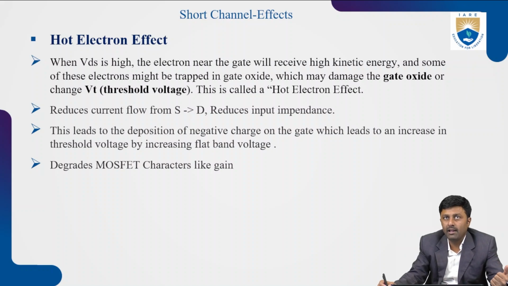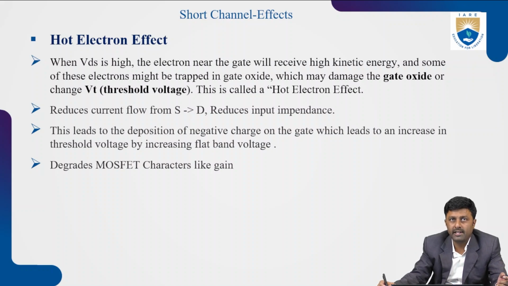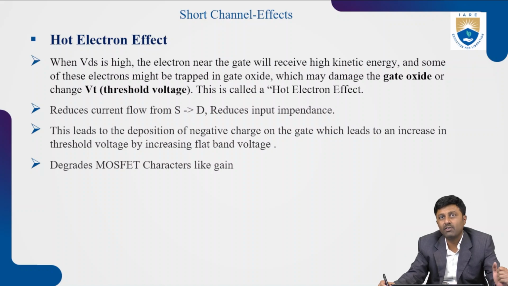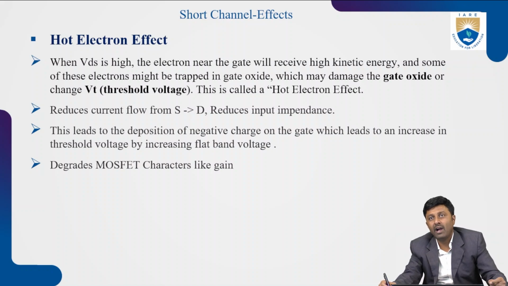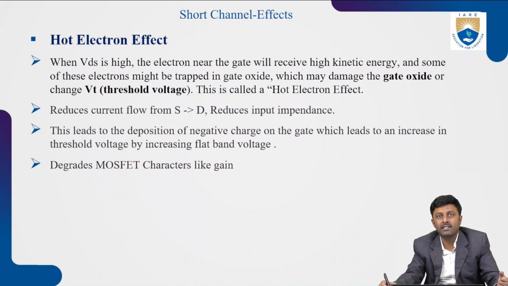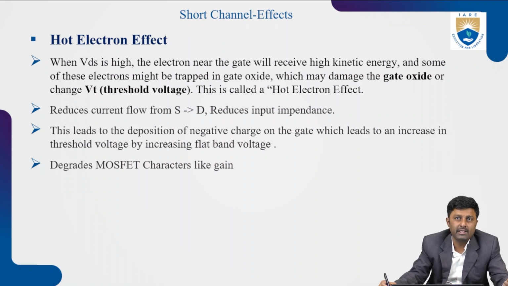Then the final short channel effect is called the hot electron effect. When VDS is high, the electrons near the gate will receive high kinetic energy, and some of these electrons might be trapped into the gate oxide, which may damage the gate oxide or the threshold voltage. This effect we call the hot electron effect.